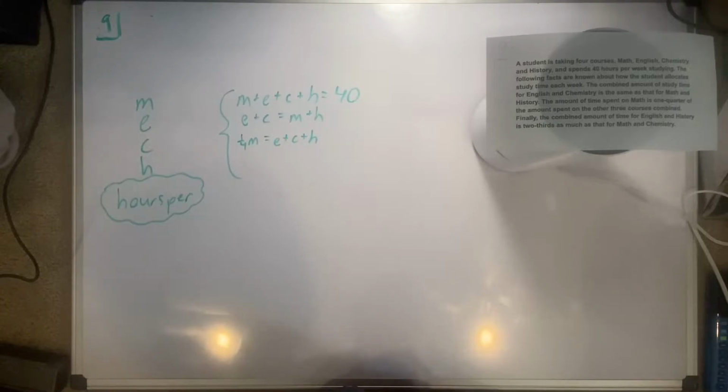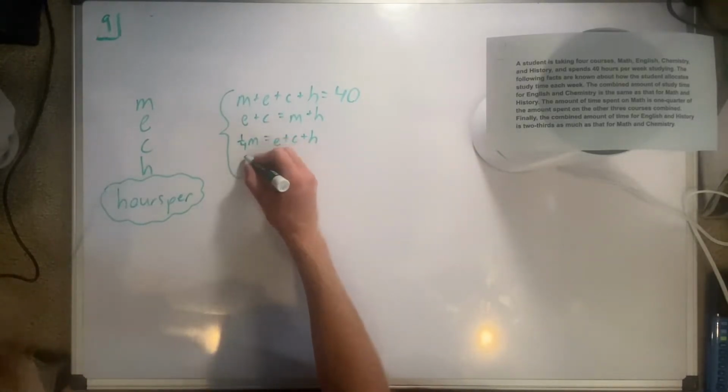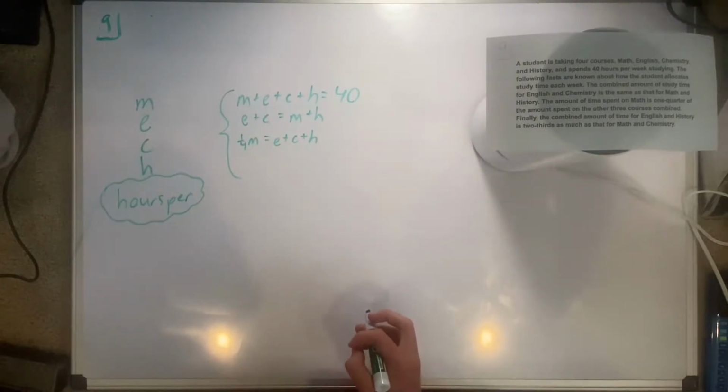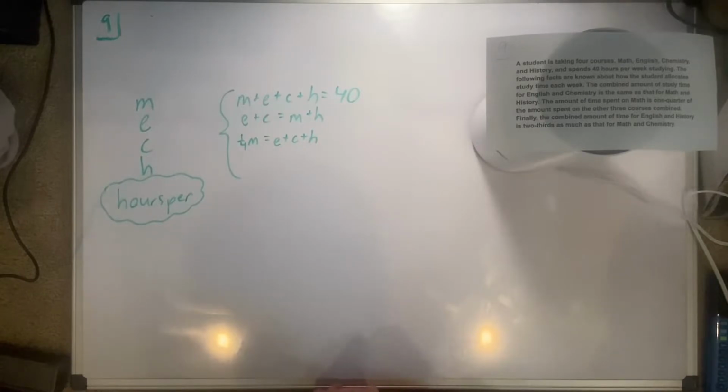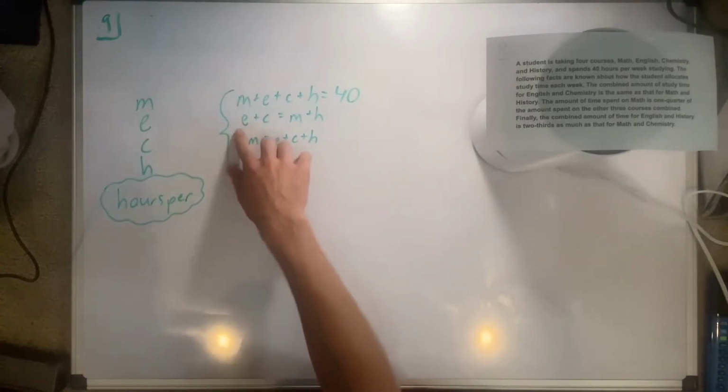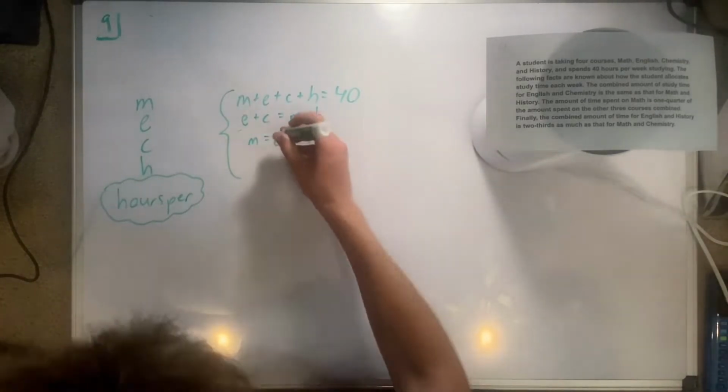And then finally, the combined amount for English and history is 2/3 as much as that for math and chemistry. So that would be, I just realized that 1/4 the amount spent on the other three courses combined, this 1/4 has to be on the opposite side.